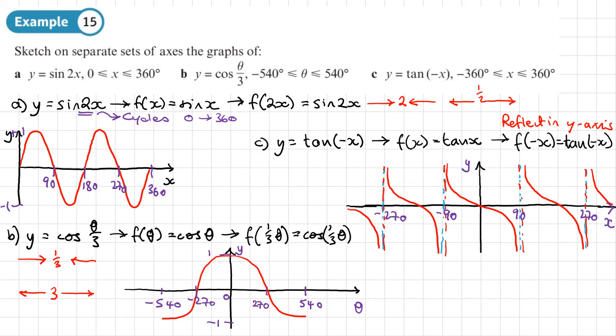So we'll just write that down. So there we go, just written here. So when we drew the graph of negative tan theta or negative tan x, it's the same as the graph of tan negative theta or tan negative x.